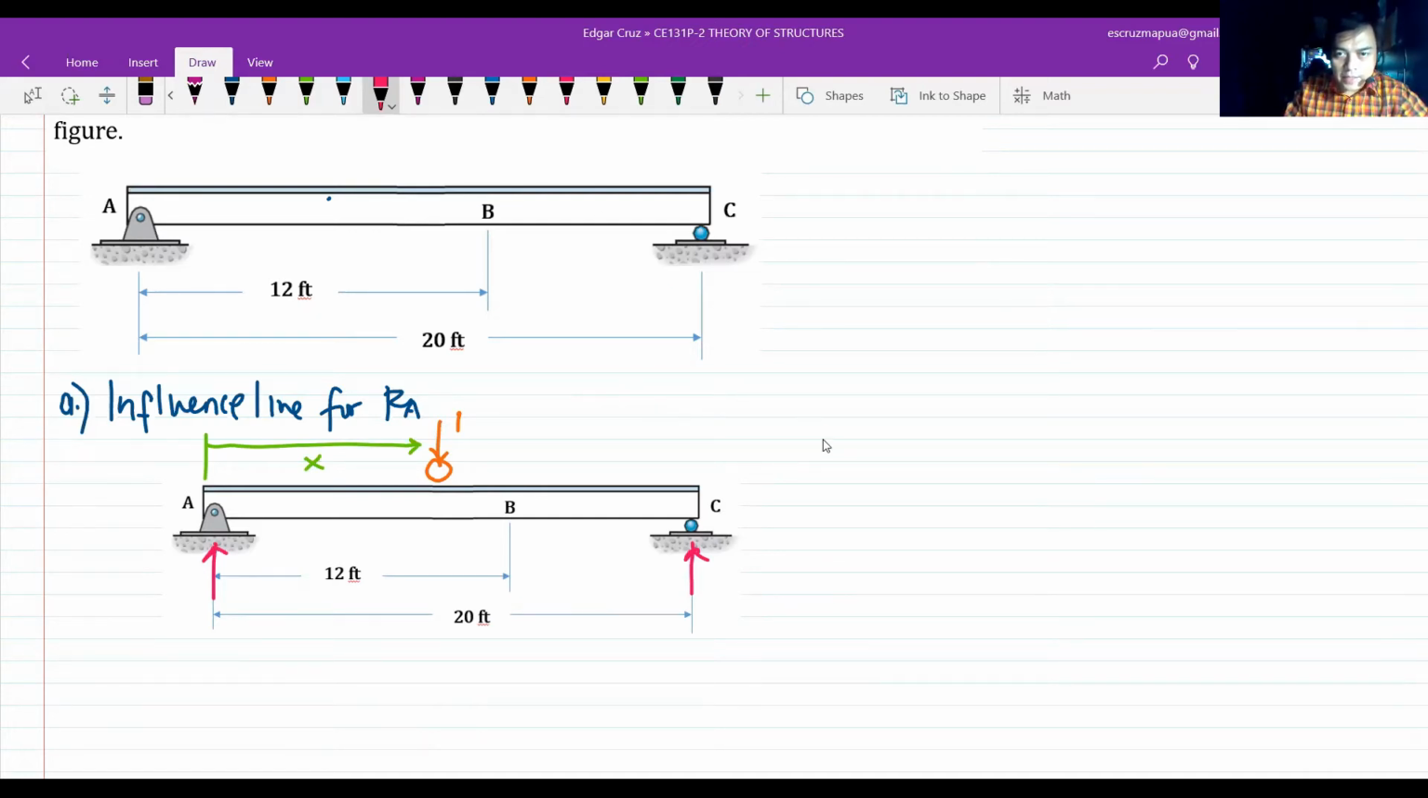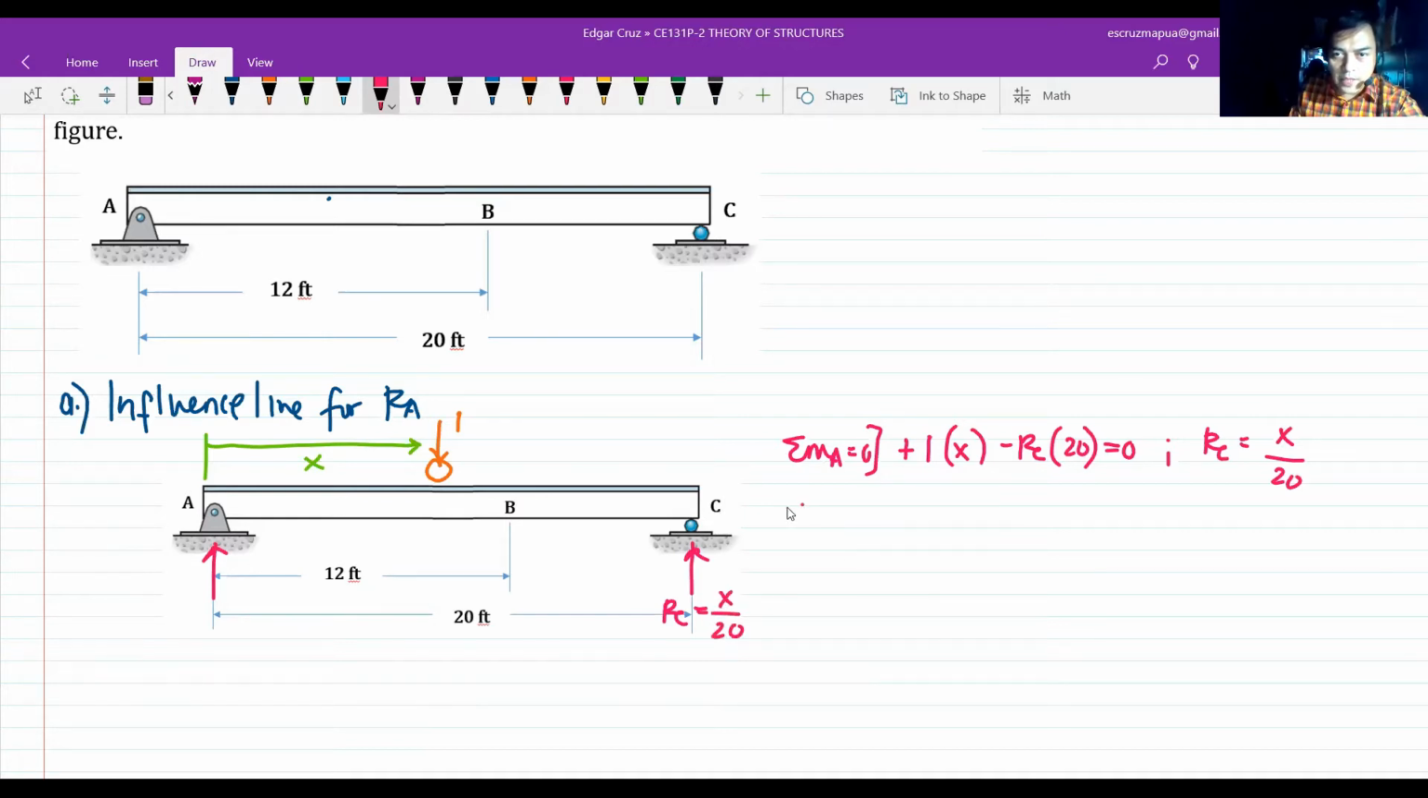So let us solve for the reactions. If I say summation of moment at A equal to 0, so what are the moments? We'll have 1, the unit load, times X, that is clockwise, so positive. Then the reaction at C, that would be negative RC times the distance 20, equal to 0. So from there, we could say that RC, the reaction at C, would be equal to X over 20.